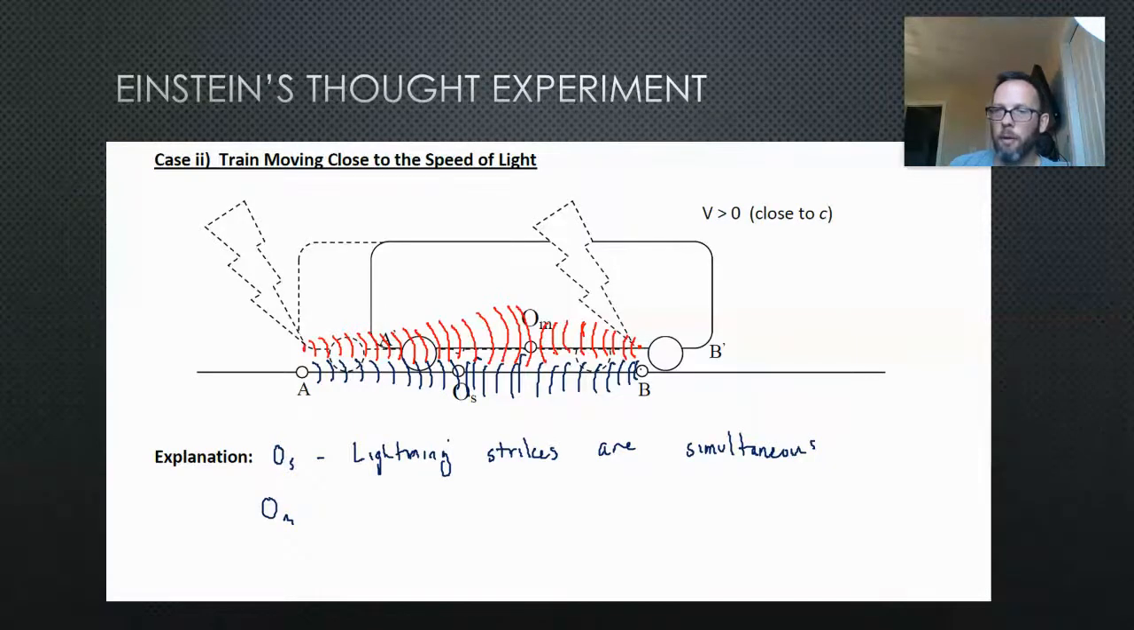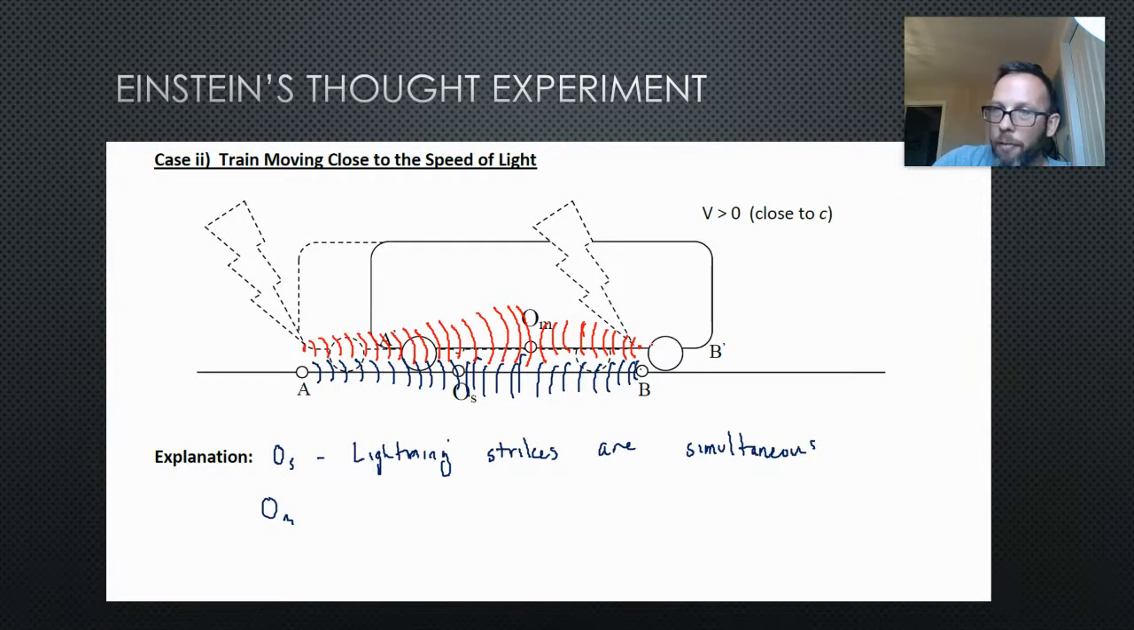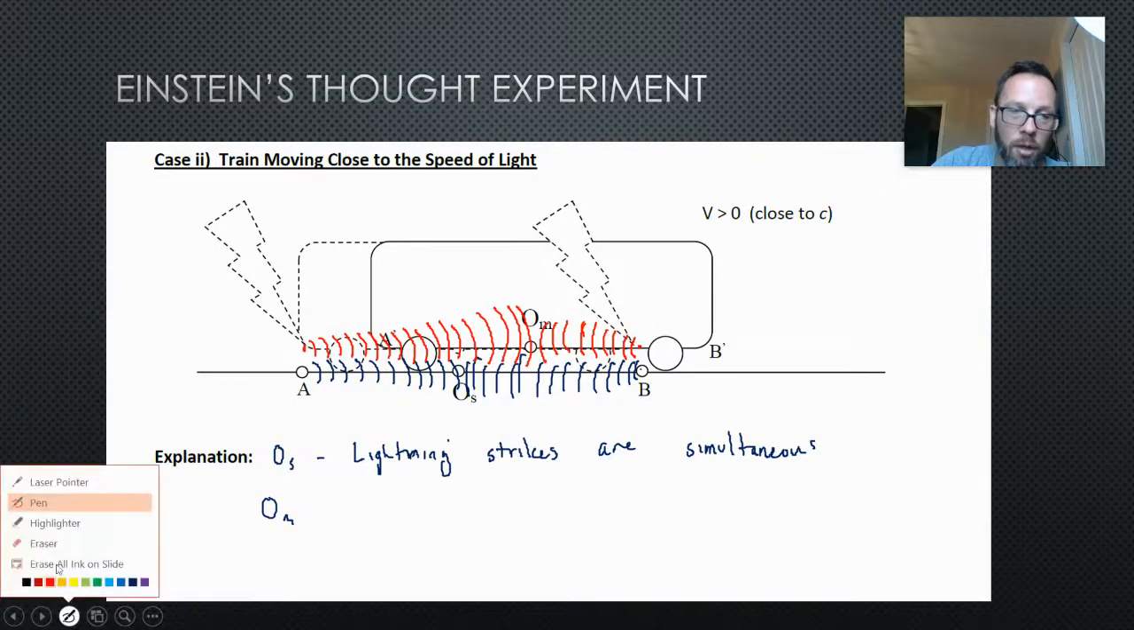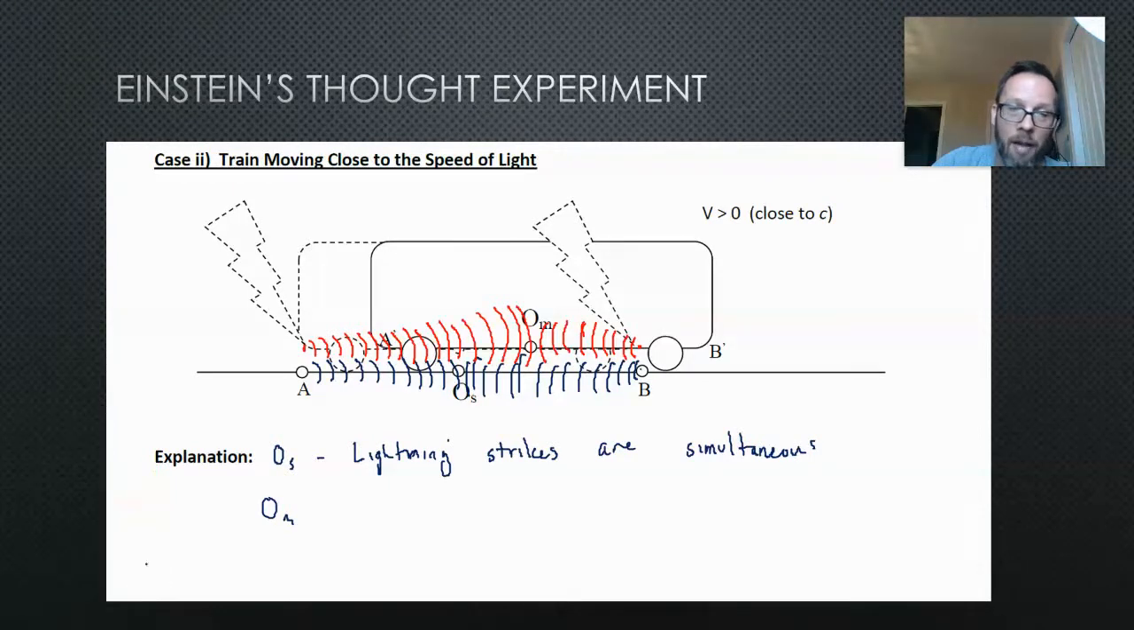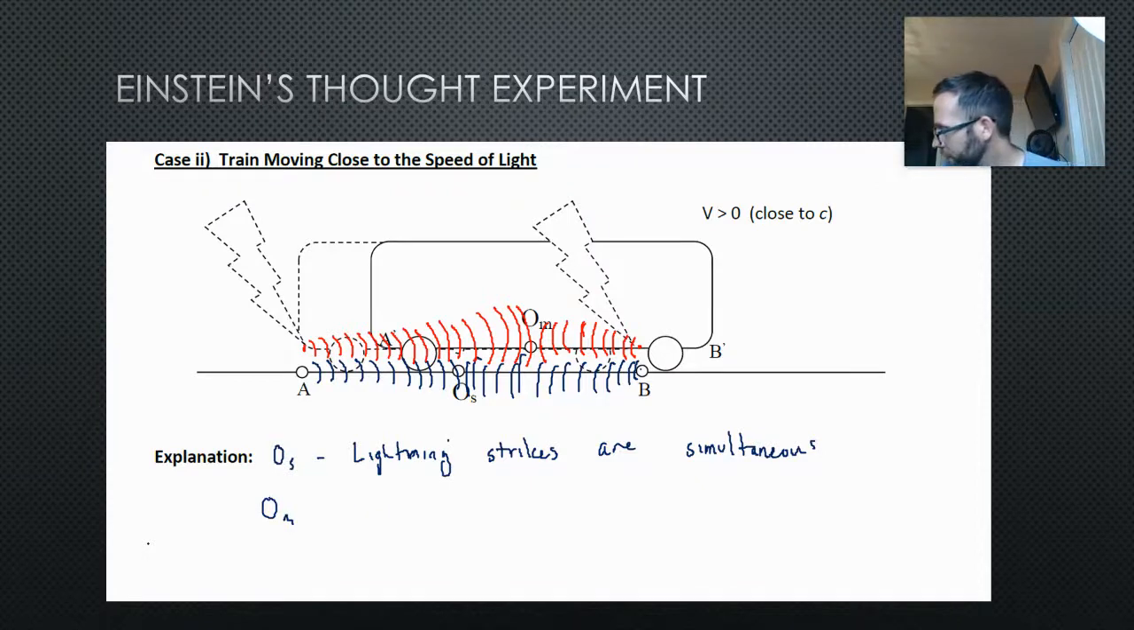So what would the moving observer conclude? Well, this light traveling at the speed c only had to travel a shorter distance to reach him. It's going to appear there faster than the light from the other strike, moving at the same speed but covering a longer distance. The moving observer is going to see the strike from B happening first, and will conclude that they didn't happen simultaneously. He's going to conclude the lightning strike at B happened first.